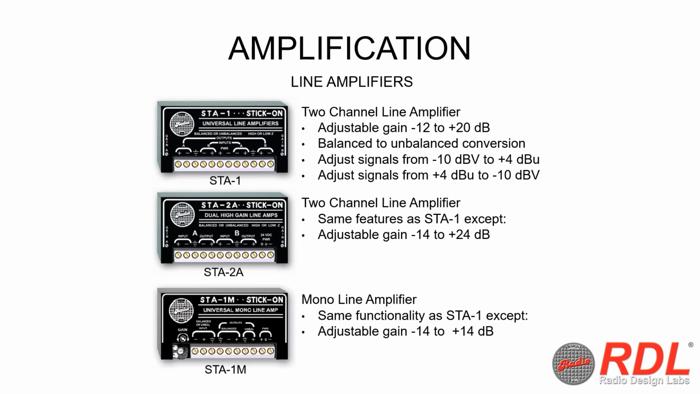The STA2A is also a two-channel line amplifier. It has the same features as the STA1, except it offers greater gain adjustment from -14 to +24 dB. The STA1M is a mono line amplifier that has the same functionality as the STA1, except with an adjustable gain from -14 to +14 dB.